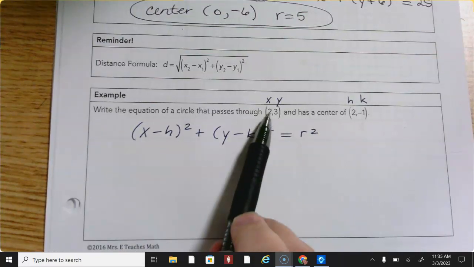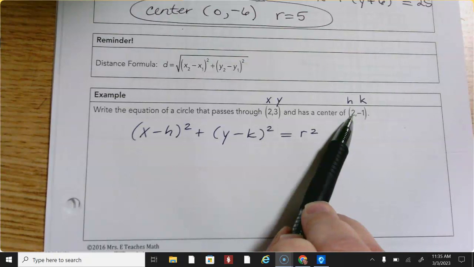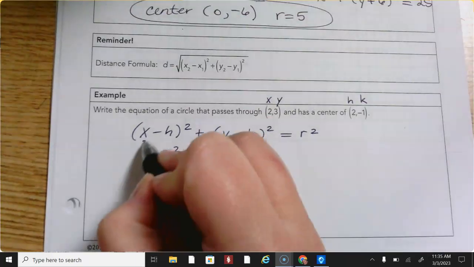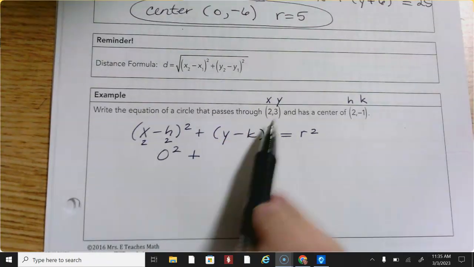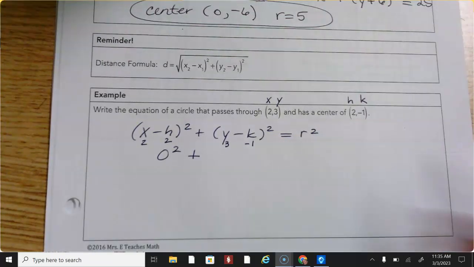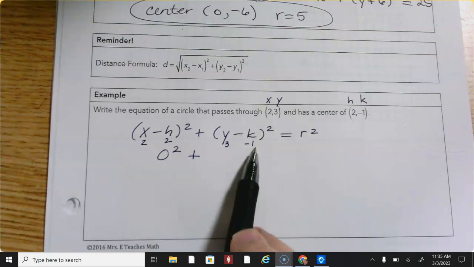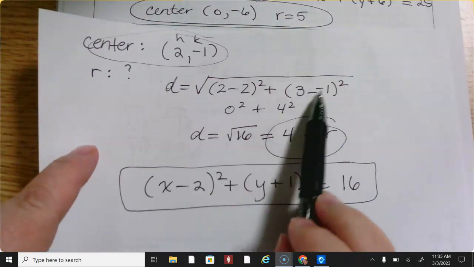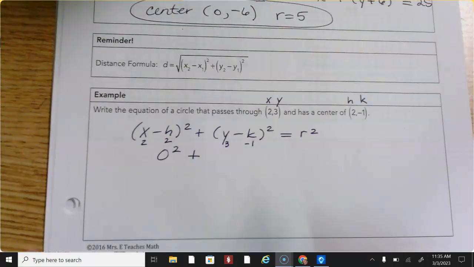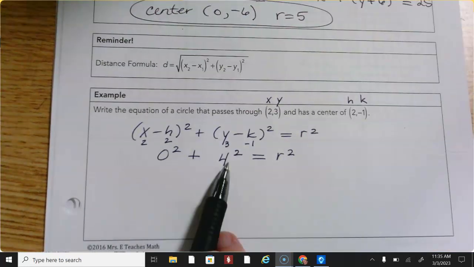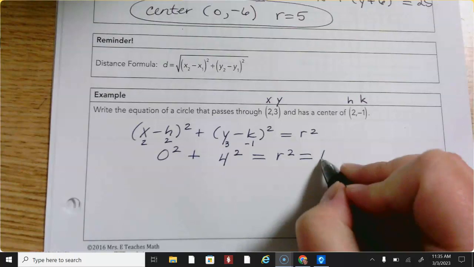So x minus h is 2 minus 2. 2 minus 2 is 0 squared. So I'm just going to write 0 squared. 2 minus 2. Y is 3. I'm just going to write this really small to remind you of what I'm plugging in if you look back at it later. So 3 minus a negative 1. Does this seem familiar? It's the same work we just did on the other one. 3 minus a negative 1 was 4. So 3 minus a negative 1 is 4 squared equals r squared. 0 squared plus 4 squared is 16. So r squared is 16.